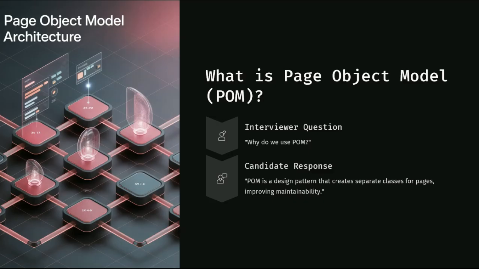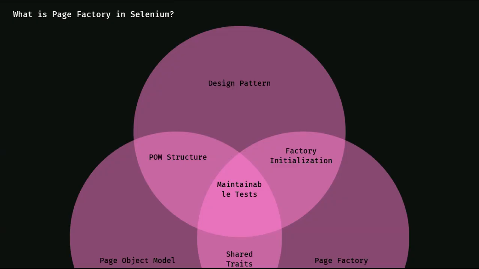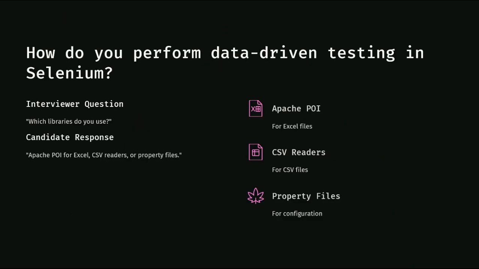Next is, what is page object model? Or why do we use POM? Candidate: POM is a design pattern that creates separate classes for pages, improving maintainability. Next is, what is page factory in Selenium? It is a design pattern, an extension of the page object model. The shared traits are page structure, maintainable tests, and factory initialization.